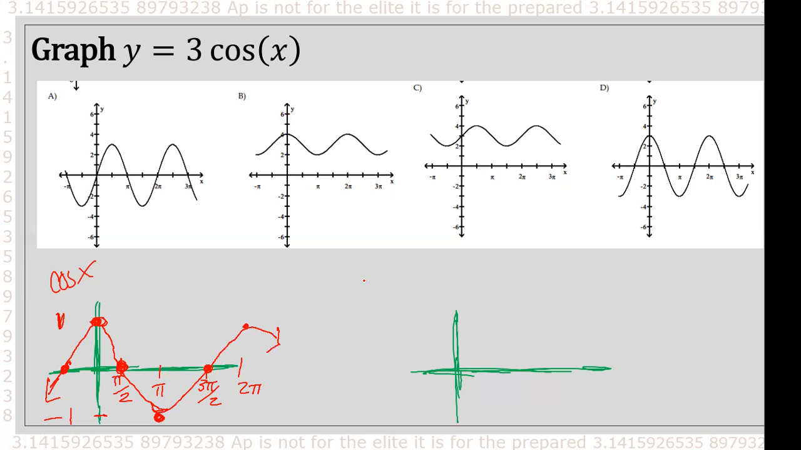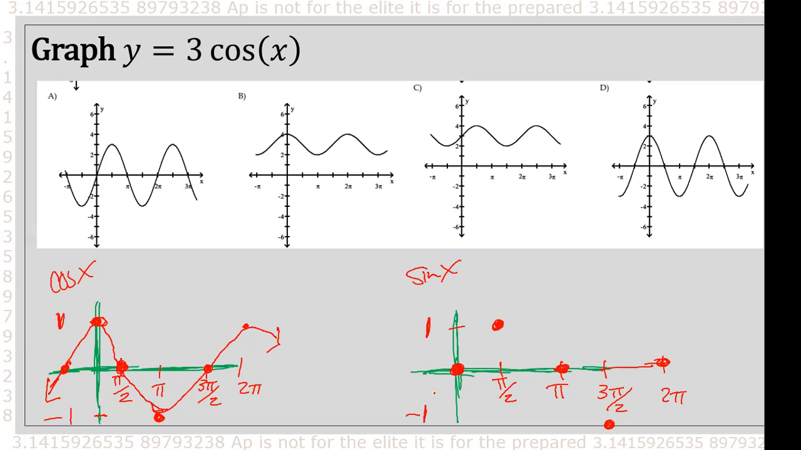But this is cosine. Sine of x starts in the midline, and it follows the same idea: pi over 2, pi, 3 pi over 2, and 2 pi. Its max is still 1, and its minimum is still negative 1. So it goes like this: middle, max, back to the middle, then to the minimum, then to the max.